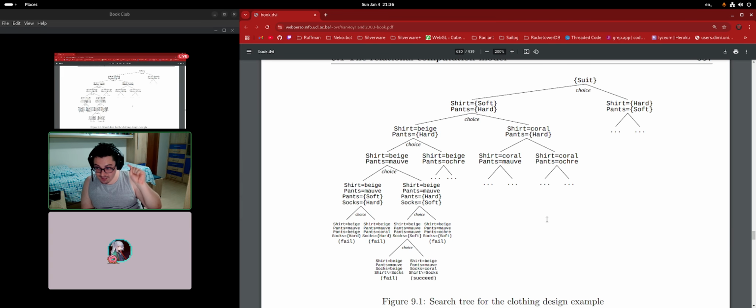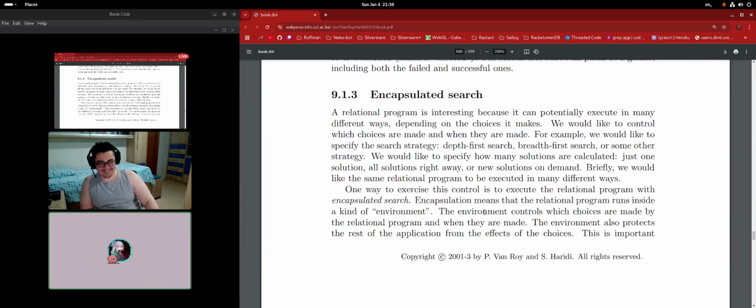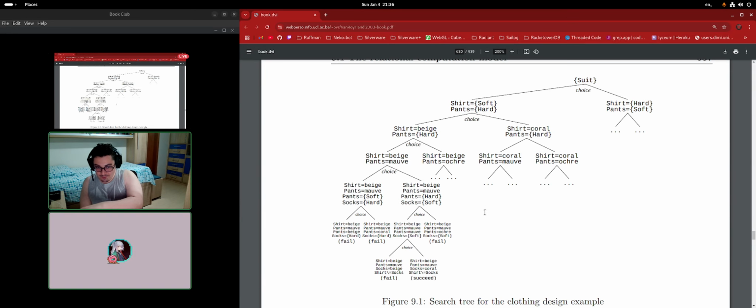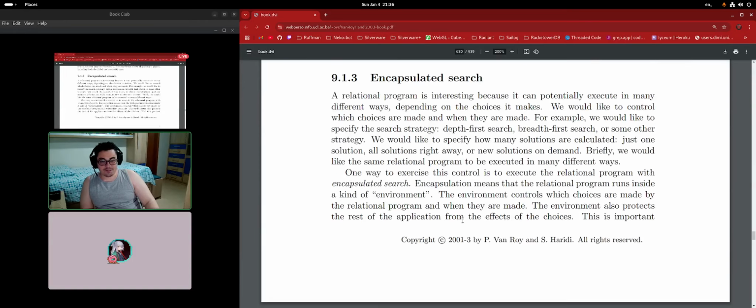Which gives me the perfect context to ask, are we going to do that in Karuta? It would be nice actually, because, okay, before we go into that, let's explain what it is. So what is an encapsulated search?